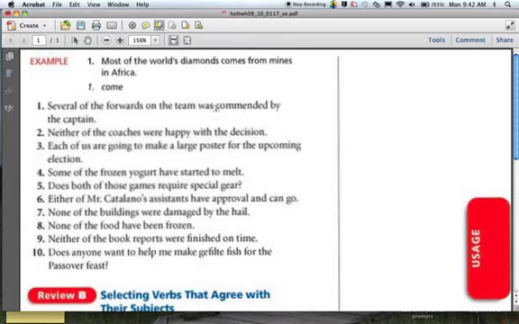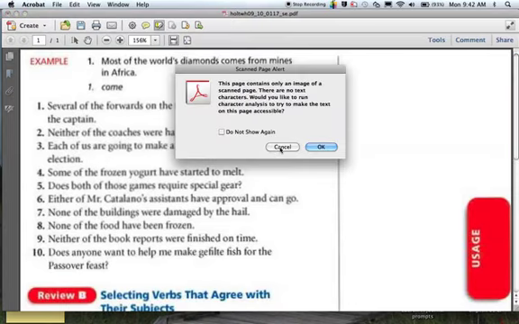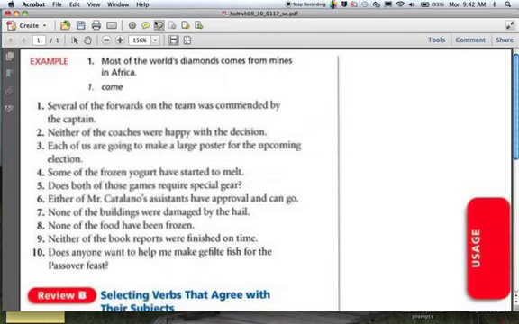All right. So for number one, my subject is several. So was, that's not going to fly. We're going to need to change that to were because several is plural. 2, my subject is neither. My verb is were. Well, that's not going to fly because neither is singular, were is plural, so we got to make that was. Each is our subject here. Are, that's not going to work. Each is singular, are is plural.